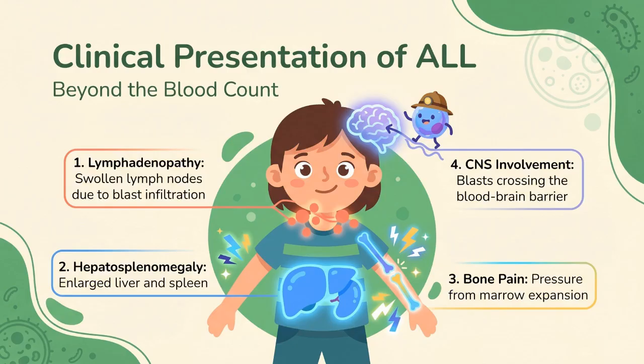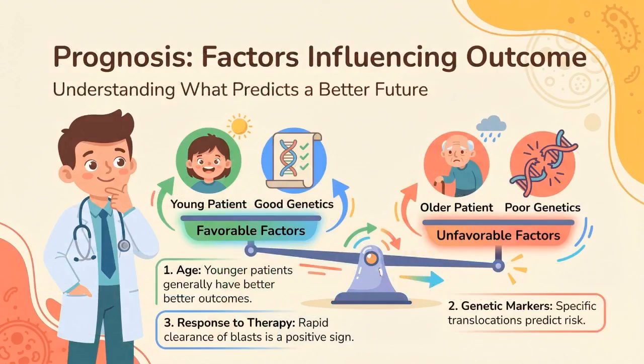Understanding these broader clinical manifestations helps you appreciate the systemic impact of ALL. These clinical clues, combined with your morphological findings, paint a comprehensive picture. Now, let's consider what factors influence the outcome for patients with acute leukemias. Understanding the clinical presentation is vital, but what truly matters for the patient is their prognosis.